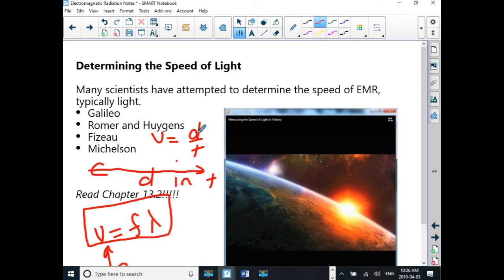The problem is, how do we accurately measure a distance? How do we accurately measure time? So this video showed you a couple of ideas, like Galileo's lantern idea, the rotating teeth idea.